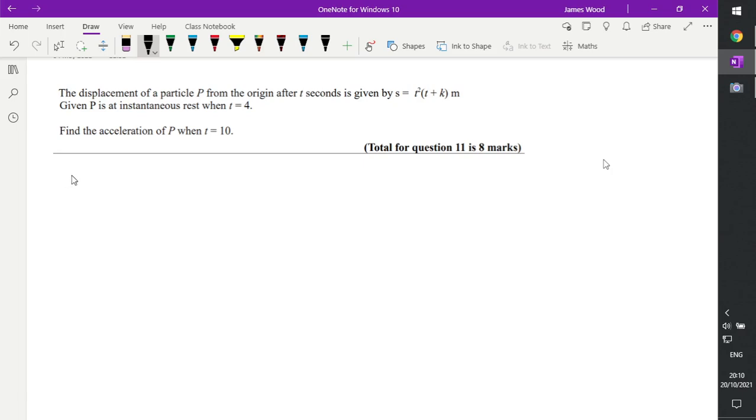So it feels like giving us quite a different set of information here, but let's write down what we know. So we know the displacement, rather than s, I'm going to use x, I think. So the displacement is given by t squared times t plus k, or I suppose we could write that as t cubed plus k t squared if we wanted to. We're also told that it's at instantaneous rest when t is 4. So we also know that when t is 4, v is 0. That's like a coordinate that we've got. And we've got to try and find the acceleration.